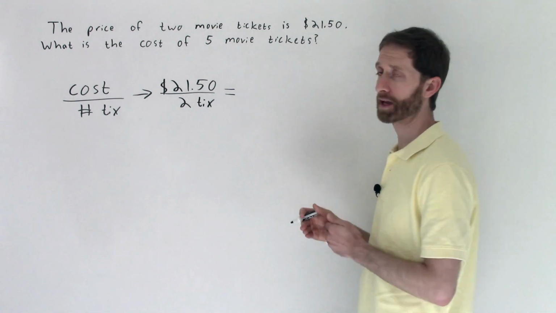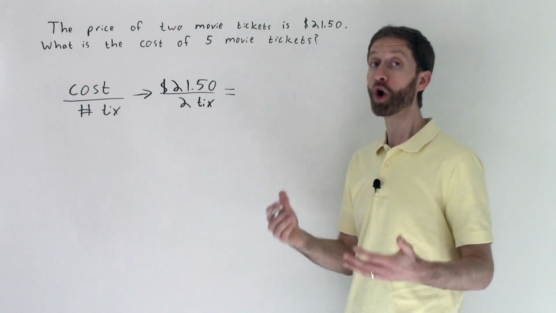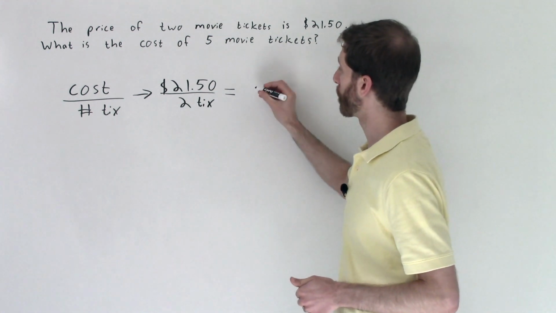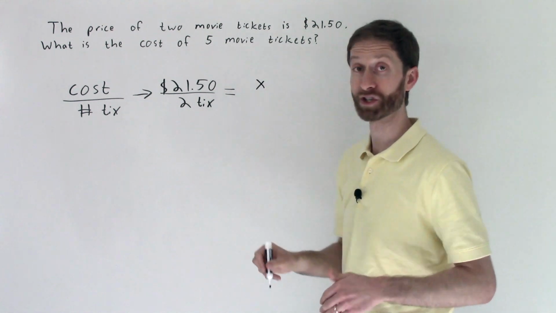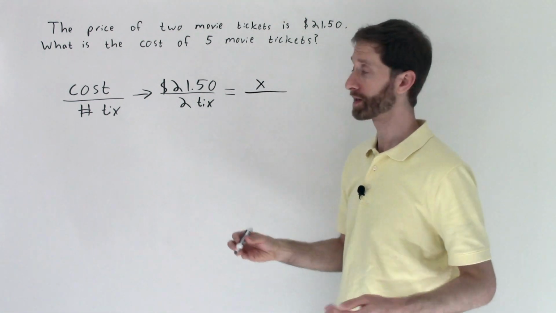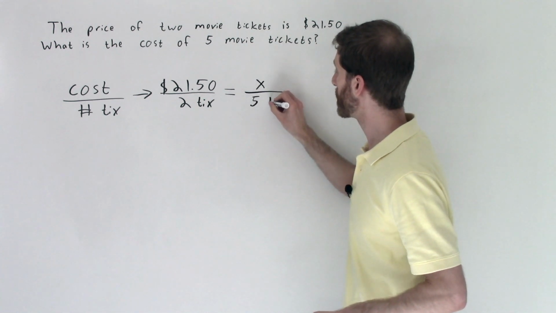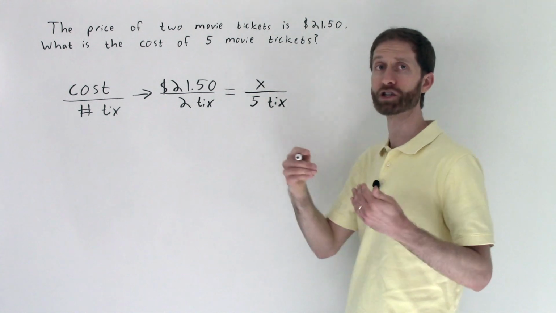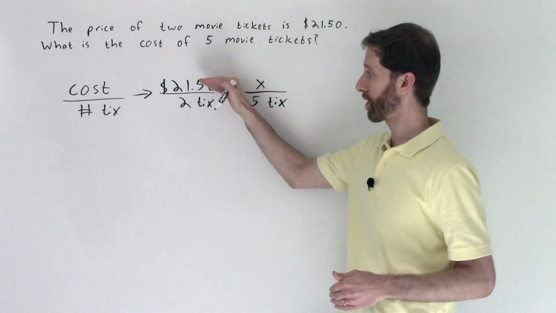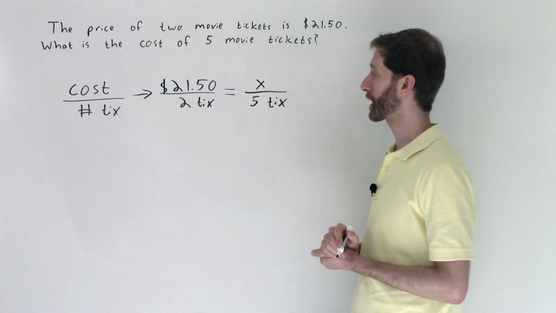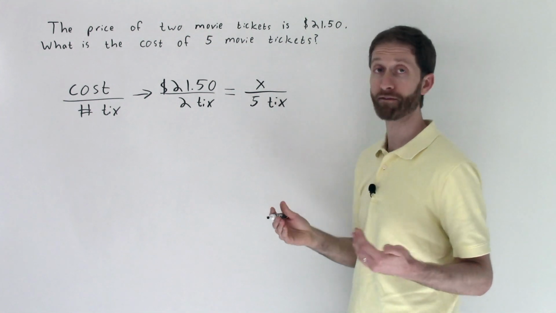The rate needs to be the same on the other side. Now, we don't know what the cost of the 5 movie tickets is going to be, but we do know that we're going to be comparing cost, which is some unknown X, to the number of movie tickets. Again, we need to stay consistent with our ratio on either side in terms of the units. We're comparing cost per ticket. That's going to be the same on the right-hand side. So now what we have is a proportion.